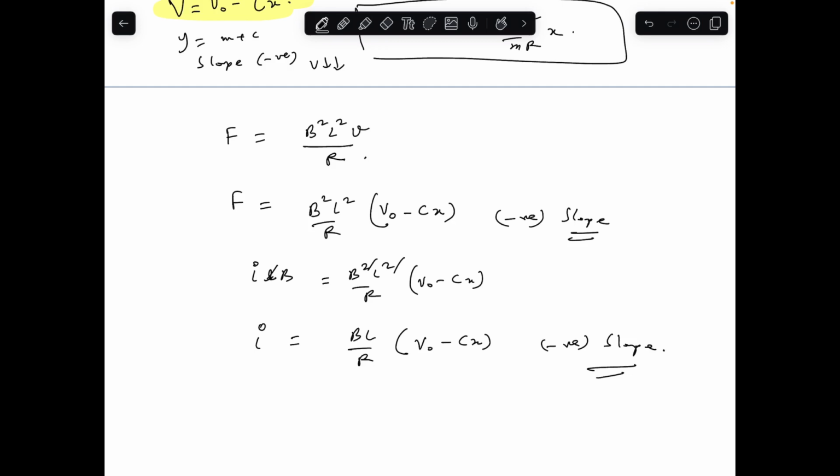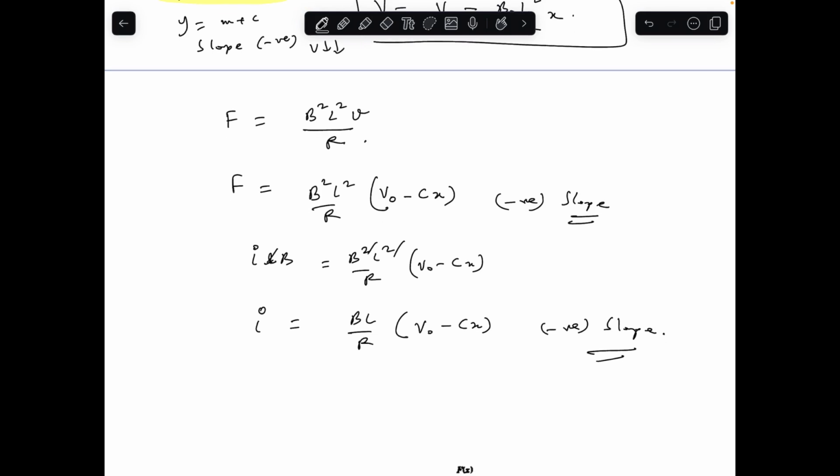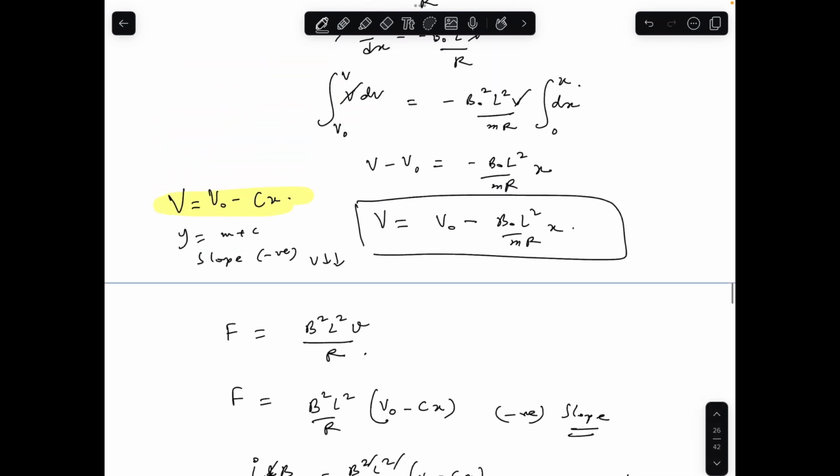So basically, you can see force, current and velocity, they will be similar. Graph will be similar. But force is in which direction? Force is in negative direction first. And velocity is positive direction. At x equal to 0, velocity is in positive direction.